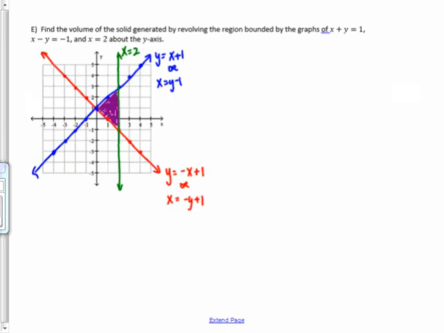And then this last one: find the volume of the solid generated by revolving the region bounded by the graphs of x plus y equals 1 and x minus y equals -1 and x equals 2 about the y-axis. So I went ahead and graphed it for you, and I went ahead and labeled it because I have them both solved for y and x, so when we plug it in, it won't be that bad. All right, so I'm revolving it about the y-axis. I am not solid to the axis of rotation, and there's a problem.